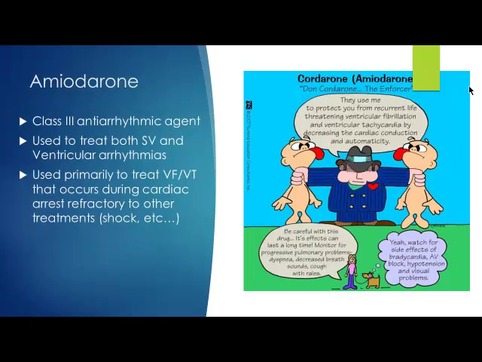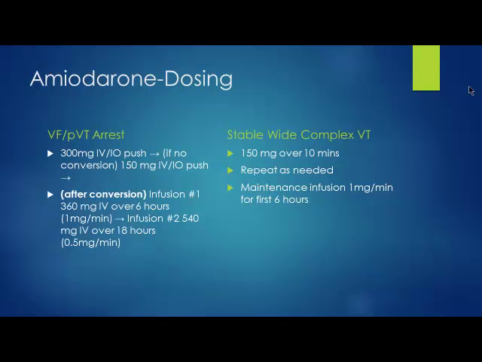Class 3 antiarrhythmic agent. Used to treat both supraventricular and ventricular arrhythmias. It's primarily used to treat VFib and VTAC in cardiac arrest. It protects you from recurrent life-threatening ventricular fibrillation and ventricular tachycardia by decreasing cardiac conduction and automaticity. Okay.